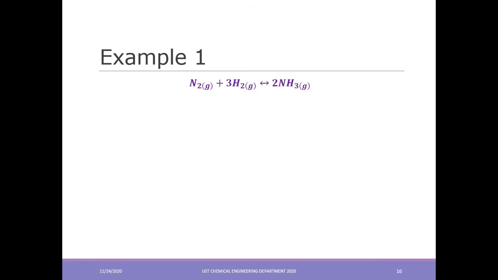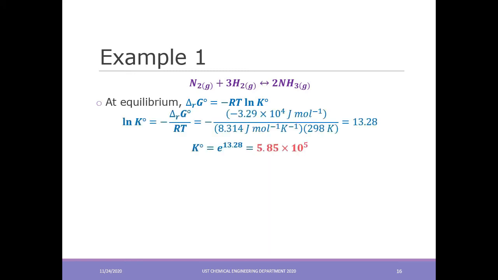Now to solve for K, we use the equation relating standard Gibbs energy and equilibrium constant. Isolating K0 and substituting known values, we get K0 is equal to 5.85 times 10 to the 5. Next, we will use the expression of K0 and then relate it with partial pressures.